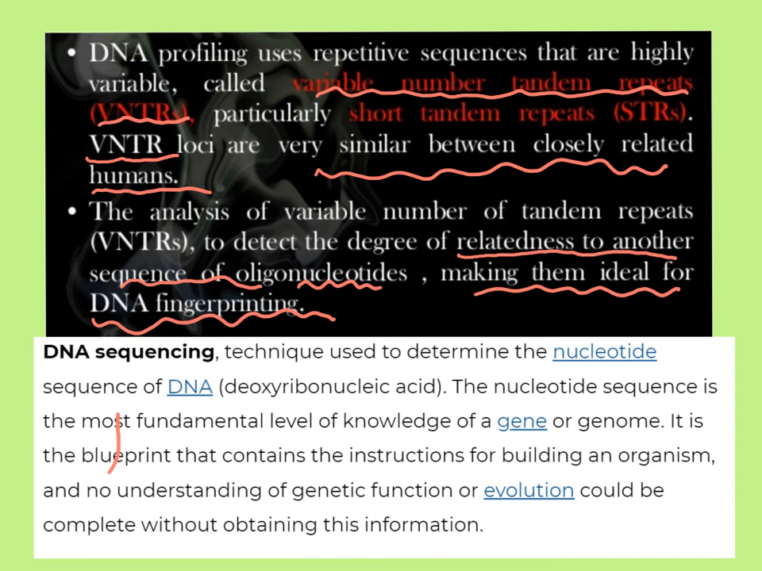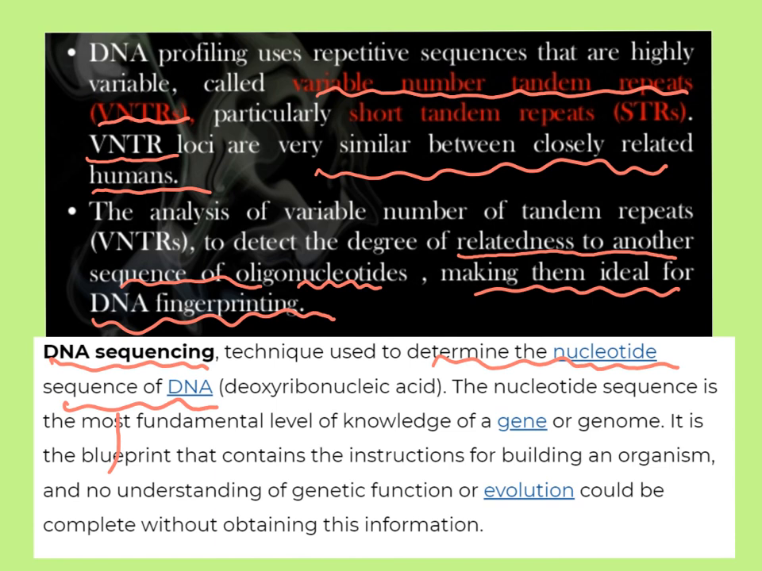Okay, now you got the idea of variable number tandem repeats. These are repeated sequences of the DNA that show the relationship between living organisms. DNA sequencing is a technique used to determine the nucleotide sequence in the DNA, the exact nucleotides. The sequence of nucleotides is A, T, C, G, like this.